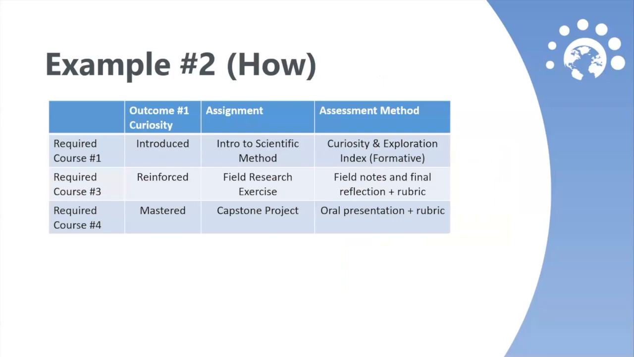Then, as we dig deeper into the first example, we see that the outcome of curiosity is introduced in course 1 by an introduction to the scientific method, as well as a formative assessment using the Curiosity and Exploration Index, which lets the students know whether they have a long way to go in developing these skills or not. In course 3, these skills are reinforced through the field research exercise, which is assessed through field notes and a final reflection plus a rubric. And then they're mastered in course 4 with the capstone project and the oral presentation.